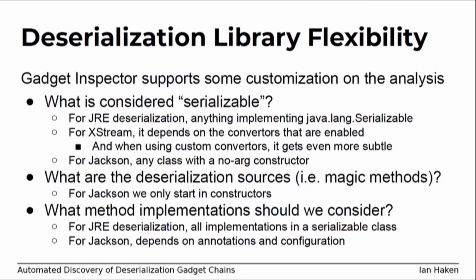So for JRE deserialization, anything implementing Serializable is considered a serializable class. But for XStream, it depends on what converters you've enabled, so it depends on how your application is set up. For Jackson, it's basically any class with an empty constructor that is considered serializable. For Jackson, you can also only jump into constructors as your entry points. And so there's lots of differences between libraries, but all of those things can be easily tweaked and parameterized in this analysis.